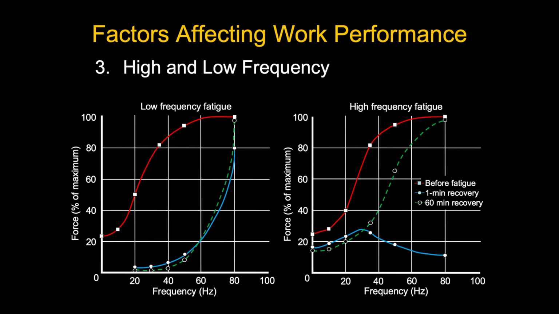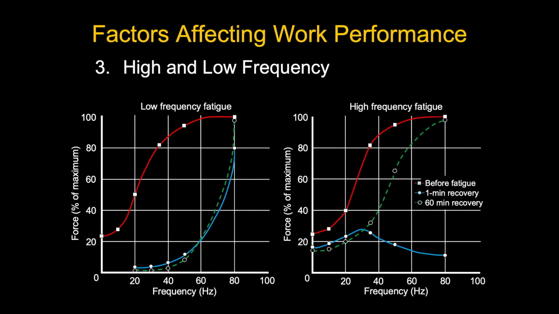In these two diagrams, we're going to compare high and low frequency fatigue. On the y-axis of each of these graphs, we have the amount of force that can be produced as a percent of maximum. On the x-axis, we have the frequency of stimulation in hertz. The red line represents the control state, so before fatiguing the muscle. The blue line represents 1 minute of rest or recovery after fatiguing the muscle. And the green dashed line represents 60 minutes of rest or recovery after fatiguing the muscle.